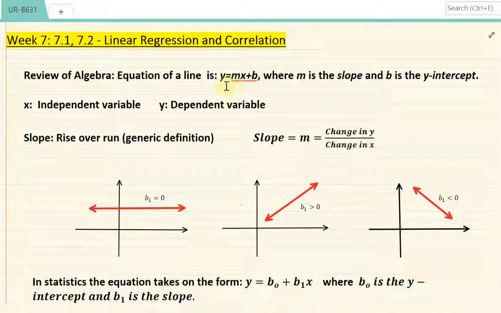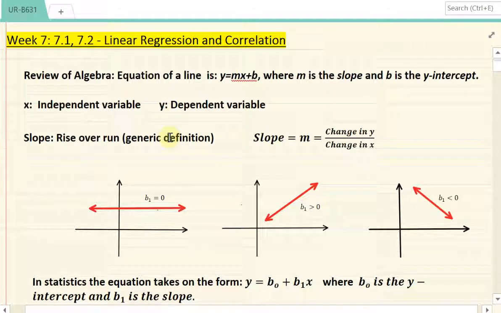So the form is y equals mx plus b. Here y and x are the variables, m and b are numbers. Now m is known as the slope of the line, and b is the y-intercept. It's actually the y component of the y-intercept. The variable x is known as the independent variable, and variable y, we call it the dependent variable. And we're going to pretty much stay with those throughout the regression topic as well.